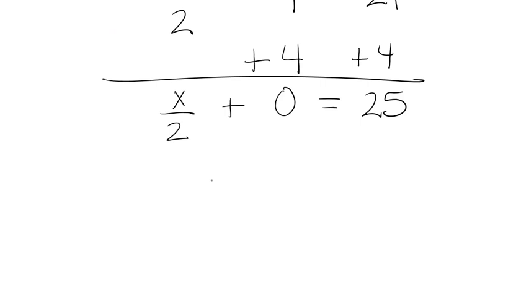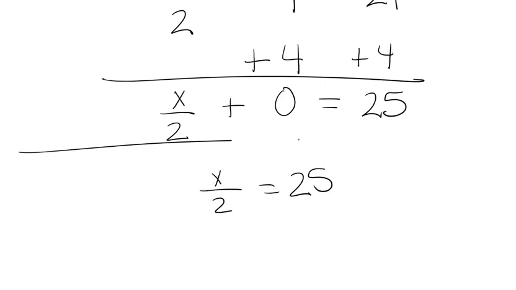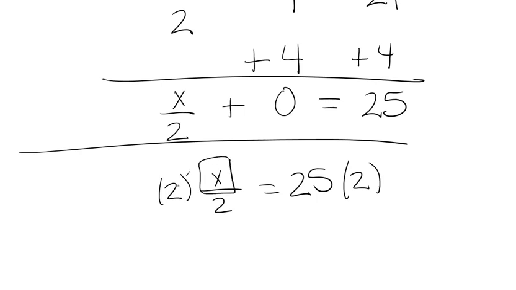In order for us to get x by itself now, we need to multiply both sides by 2. This way we get x by itself, because 2 over 2 is just 1. So now we have 25 times 2, so x is equal to 50.